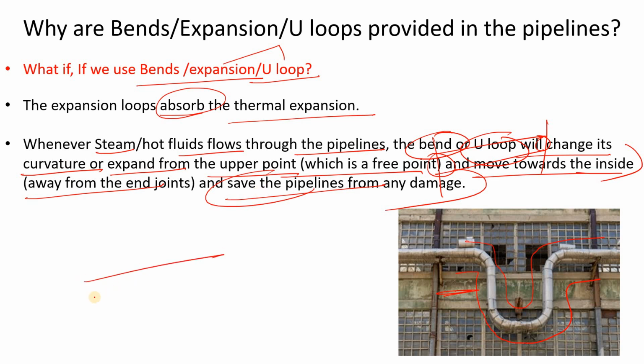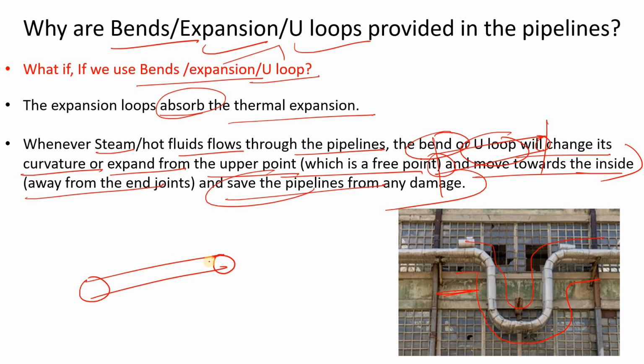But if you use the straight pipe, it could not expand from the upper point, because both ends are fixed. That's why we use the bends, expansion or U loops in a pipeline or in a steam pipeline. I hope you understood my point, what I want to say.